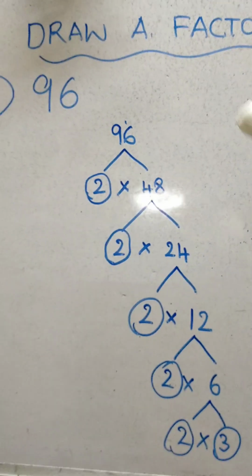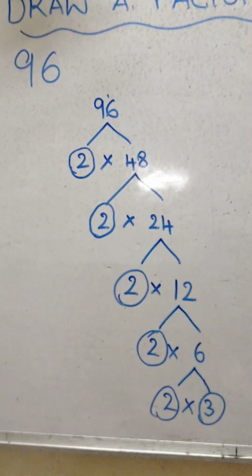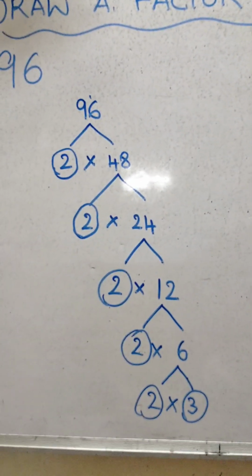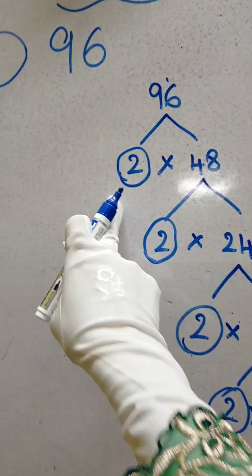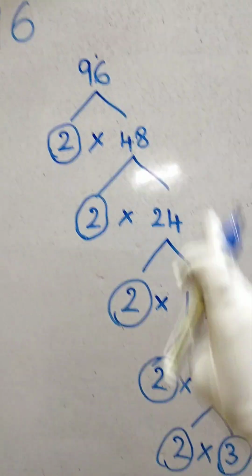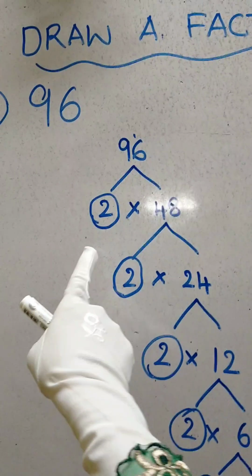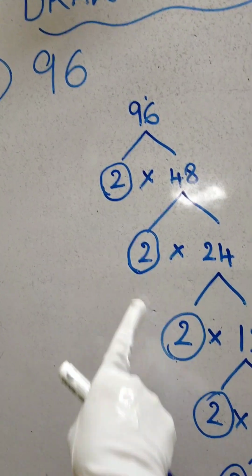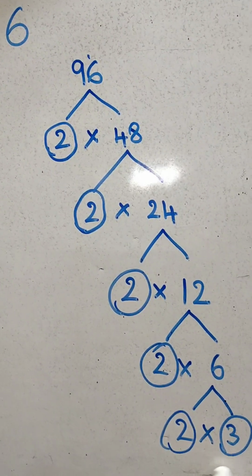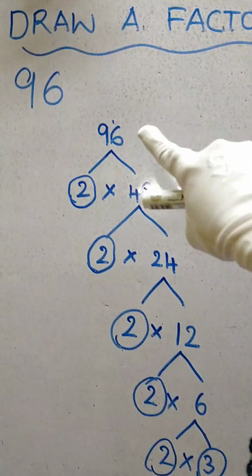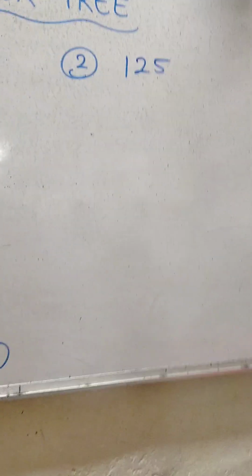Did you understand, kids? So this is how you will draw a factor tree for a given number. Then the product of all these numbers at the end will be the given number. When you multiply these, 2 into 2 into 2 into 2 into 2 into 3, you will get 96. Did you understand? You will do the next one, 125.